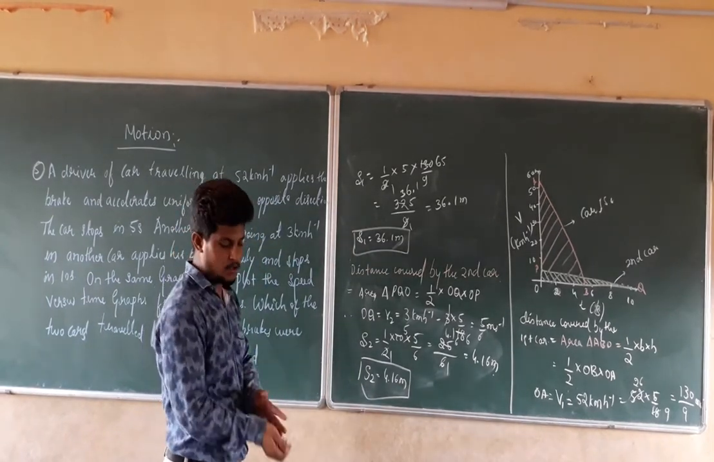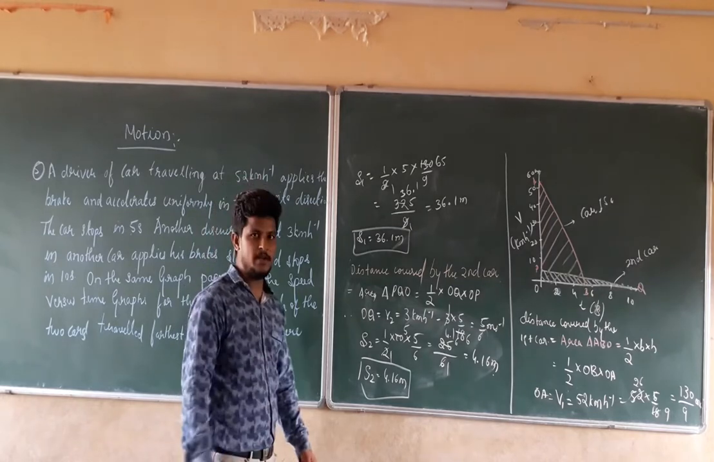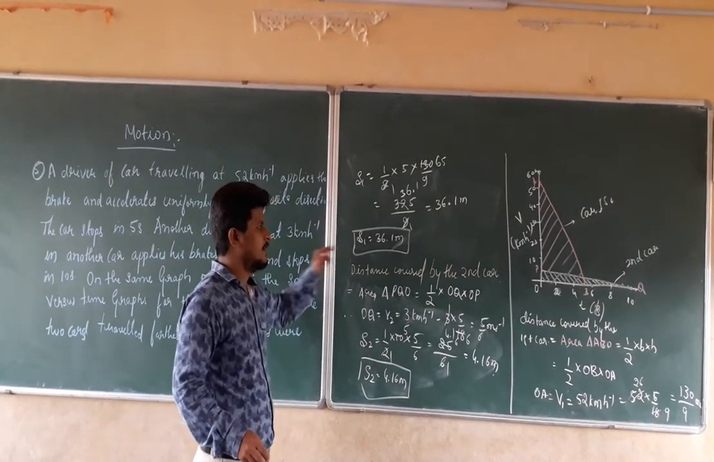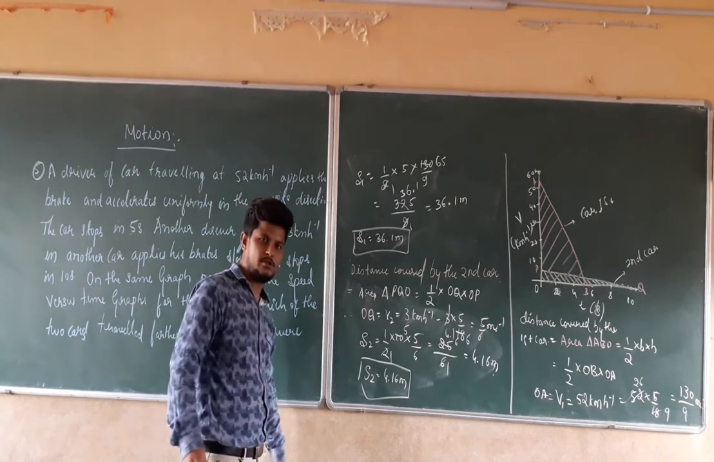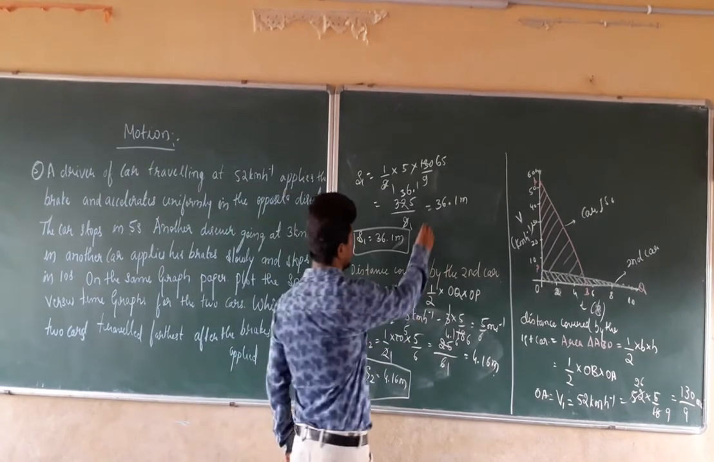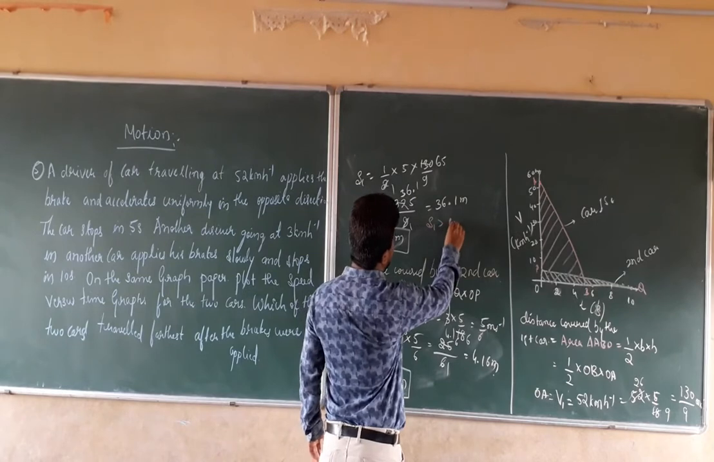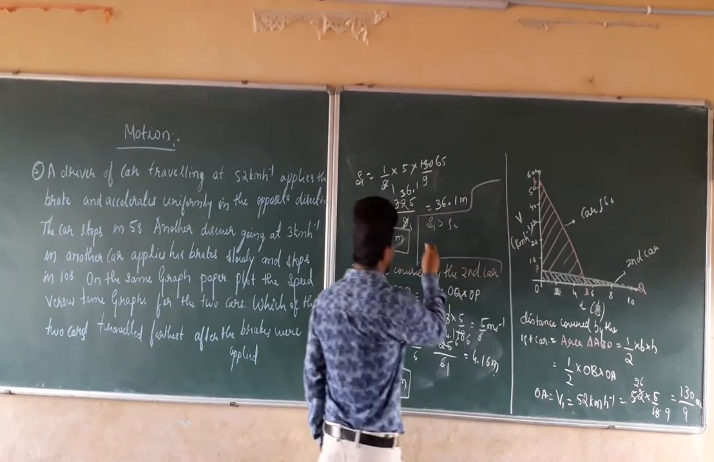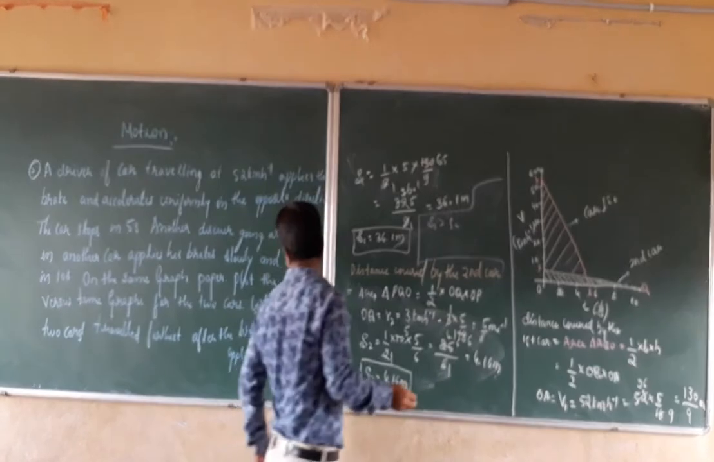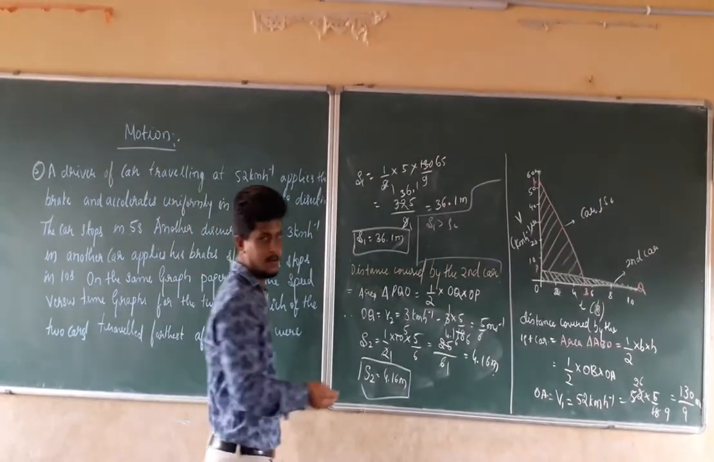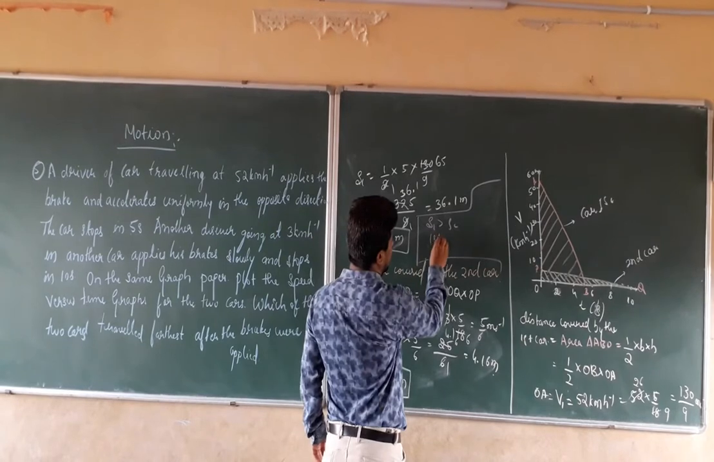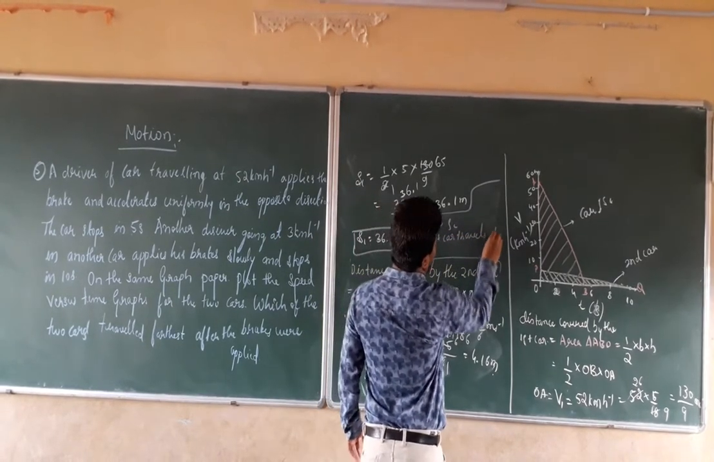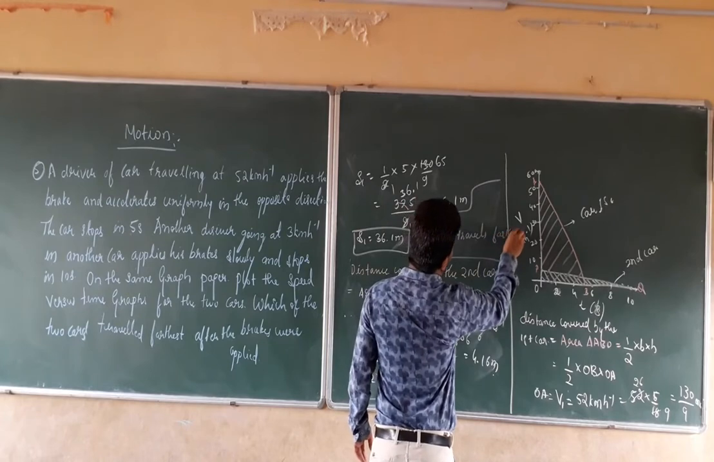S1 equals 36.1 meters. By comparing both the values, which one is higher here? The value of S1 is higher compared to S2. So S1 is greater than S2. At last you write this. Therefore, the first car travels farthest.